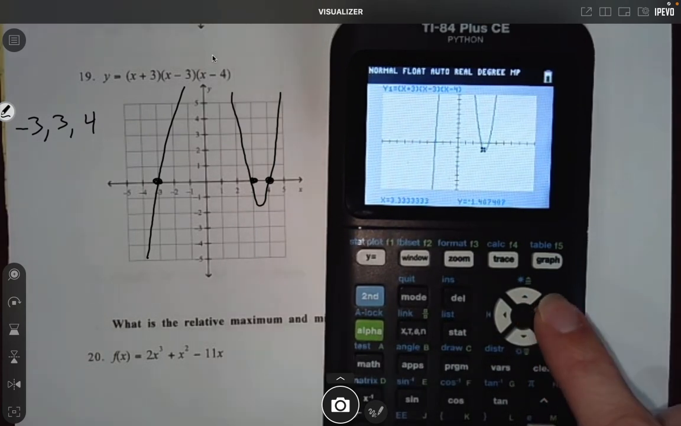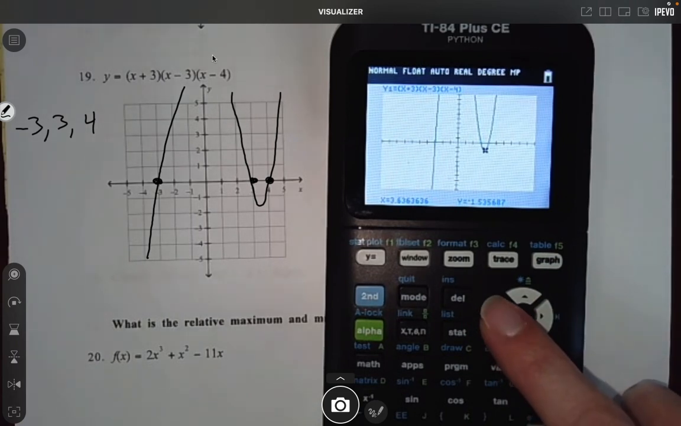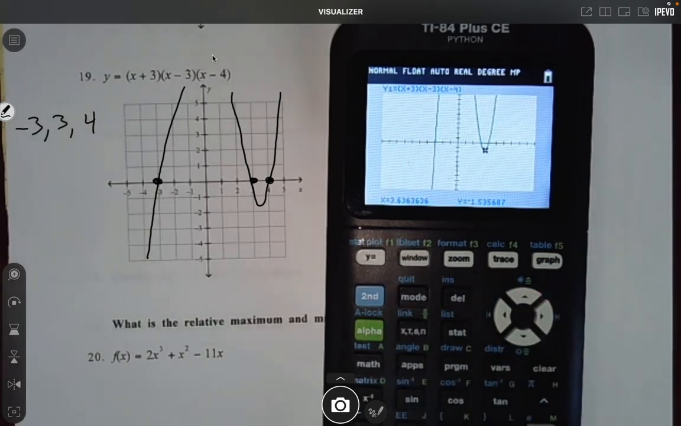Like this one is 3 down 1.5. That's about what I did. Okay, I just kind of guessed. Trace, like I couldn't tell if it was 1 or 2. It looked like it was almost 2. I just went with 1.5 on mine. Is everybody okay with that? And yeah, that doesn't have to be exact.